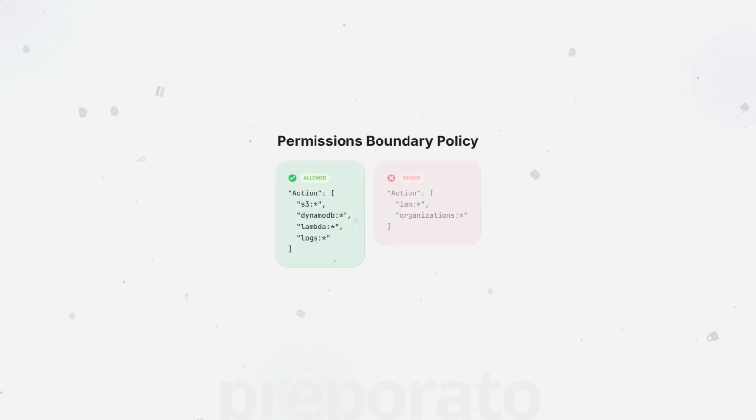Here's what a permissions boundary looks like. It allows S3, DynamoDB, Lambda, and CloudWatch logs, but it explicitly denies any IAM or Organizations changes. Even if someone attaches an admin policy to a role with this boundary, those IAM and Organizations actions are blocked.